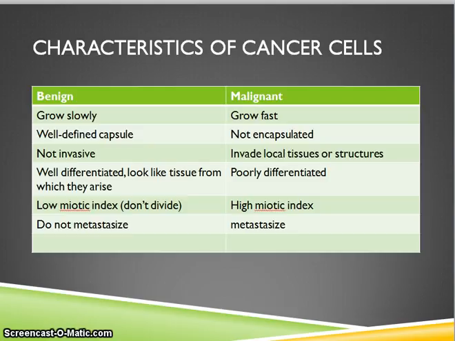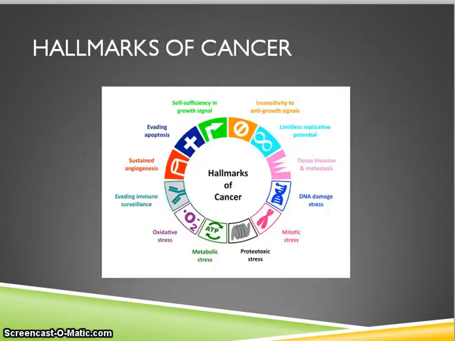Malignant cancer cells are the opposite. They tend to grow quickly. They are not encapsulated. That's how they can invade tissues and other structures. They're poorly differentiated, which means they look like themselves, but you can't tell what tissue they originally arose from. They have a high reproduction rate, or a high mitotic index, and they do cause metastasis.